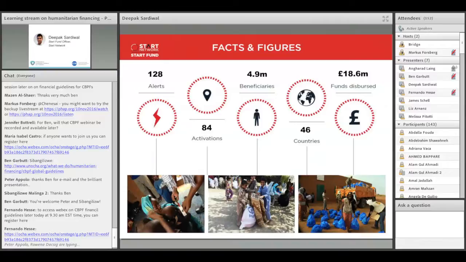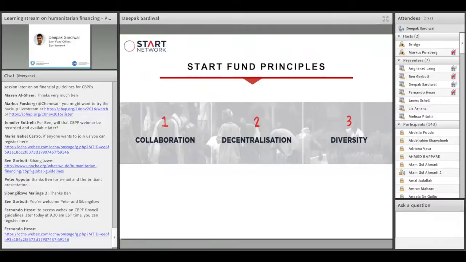Since April 2014, the START Fund has responded to 128 alerts. 84 of those, or about two thirds, have received funding. This has reached nearly 5 million people in 46 countries, and almost £19 million has now been dispersed from the fund. Just very quickly touching on some of the main START Fund principles: collaboration, decentralization, and diversity. I'll start with collaboration on the next slide, please.